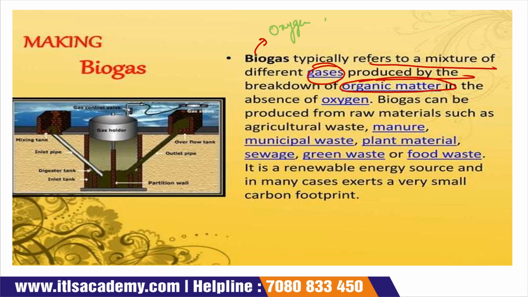The oxygen absence. Biogas can be produced either from raw material like agriculture waste, manure, municipal waste, plant material, sewage, greenhouse, or food waste. And it is a renewable resource and in many cases has a very small carbon footprint.